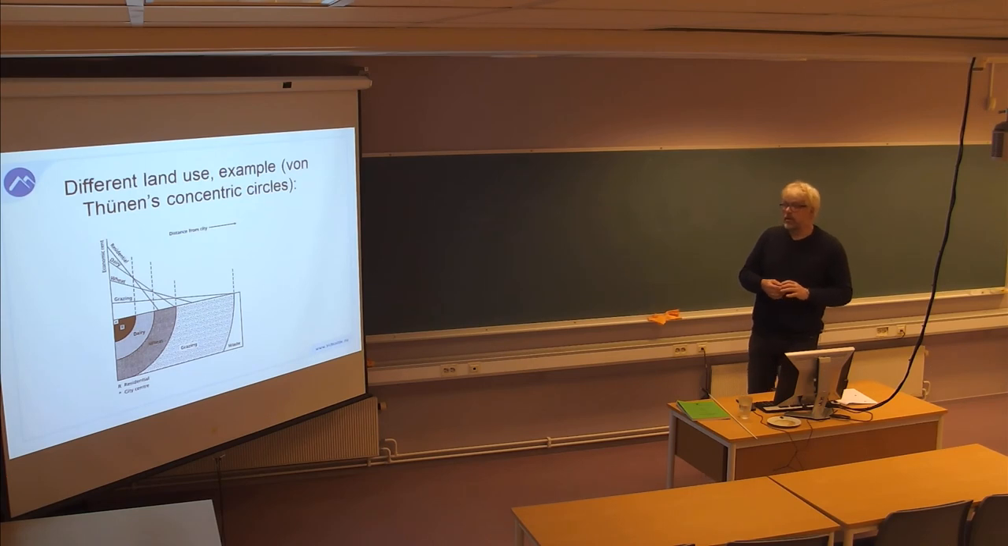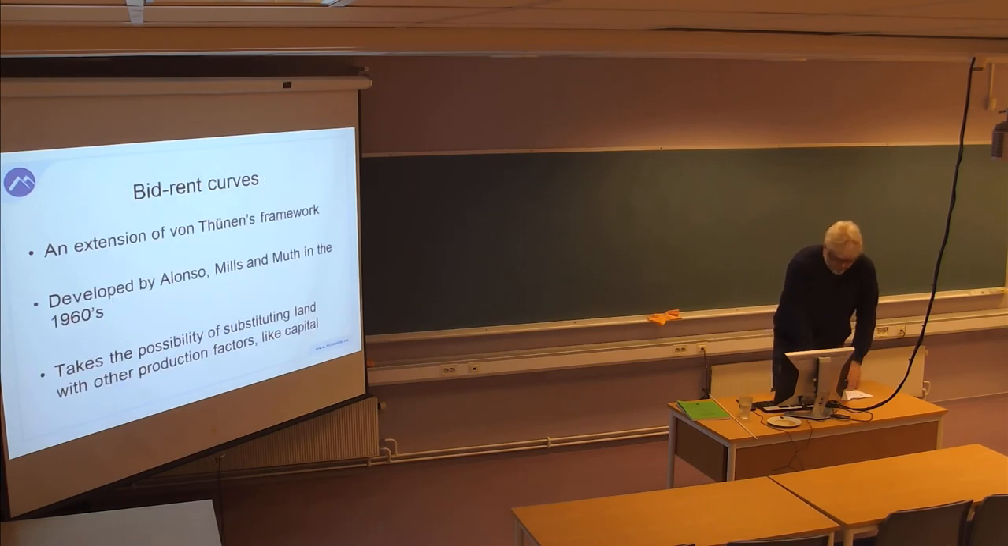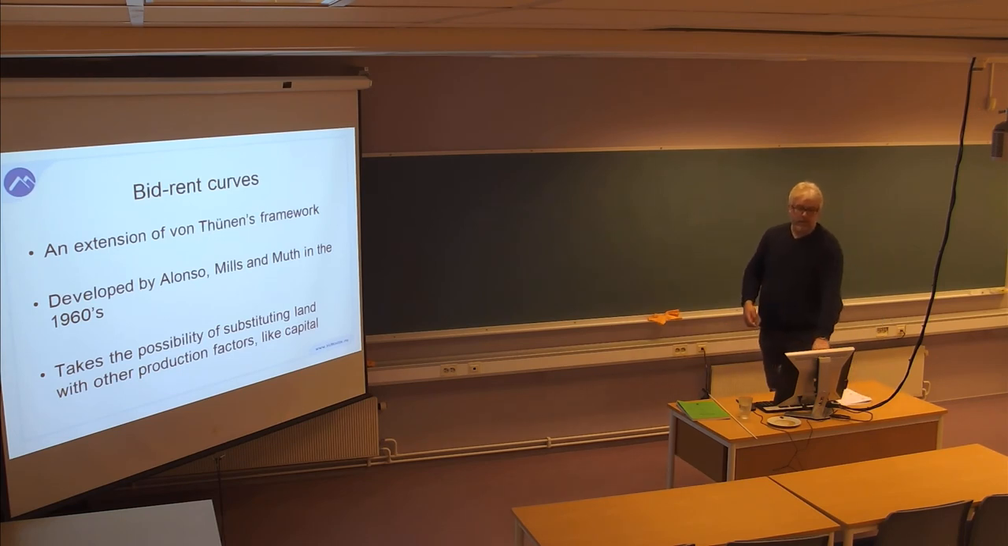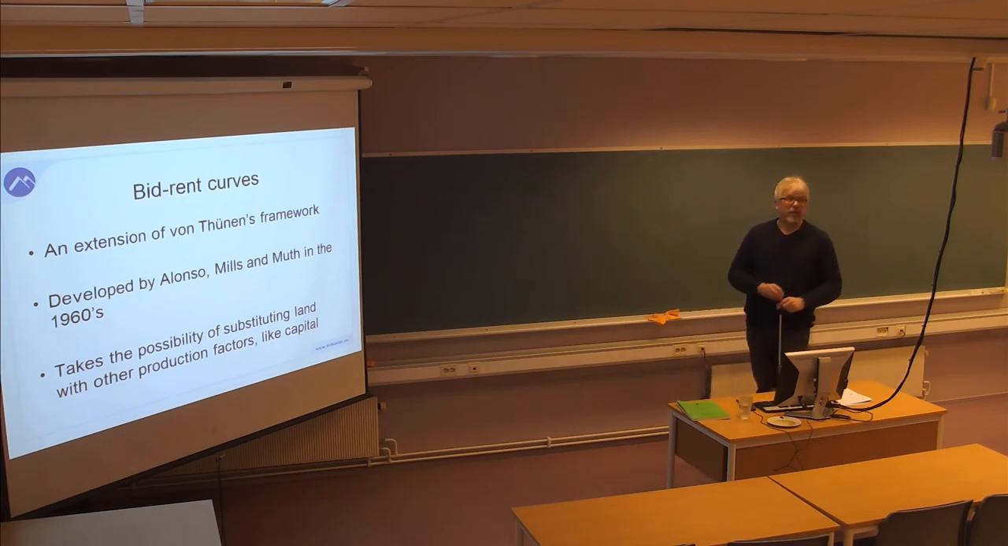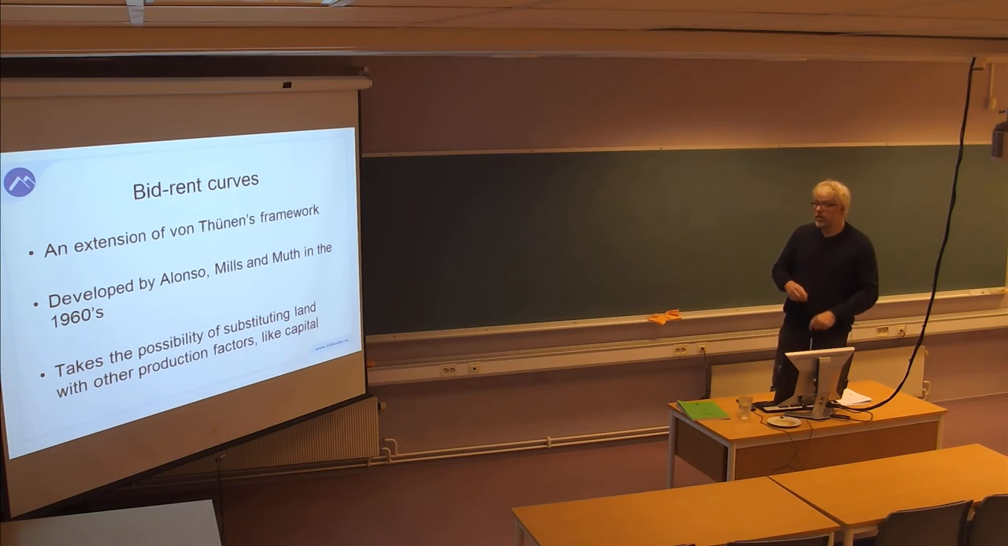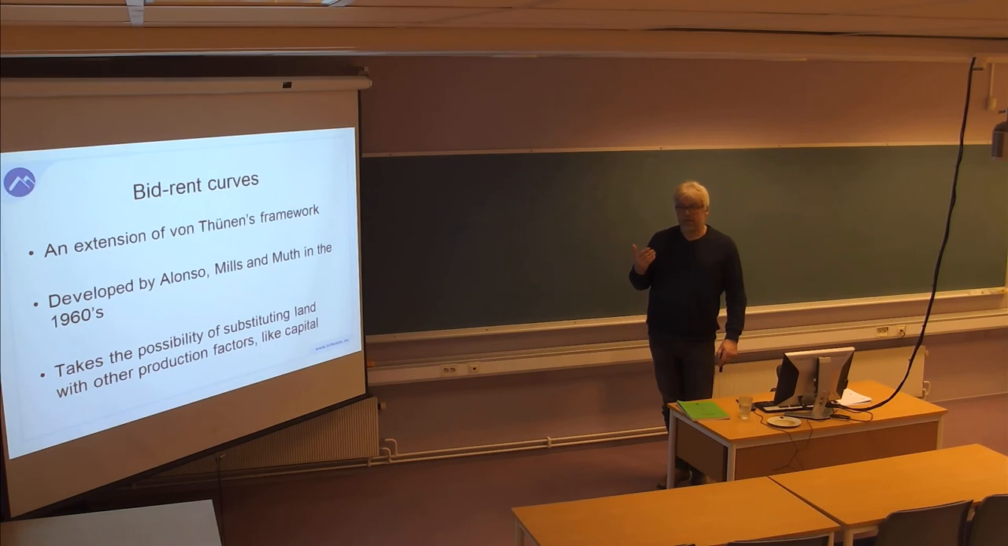So you have a substitution effect, which I'll work a bit with when we turn to the bid rent curve. Because here we are allowing for substitution between land and other factors. It can be production factors for companies, and it can be perceived as, let's say, quality factors for residential areas, access to culture, cinemas, theaters, restaurants, and so on.